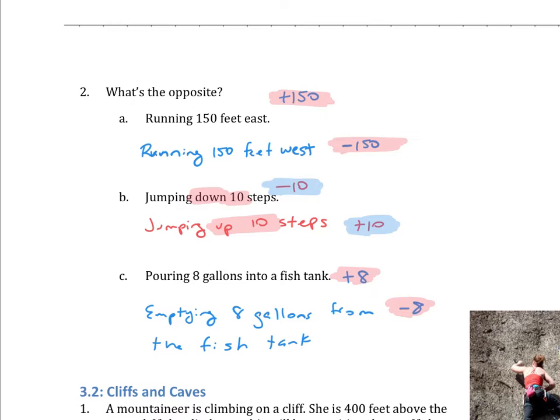So just a few reminders: there are many situations involving changes in quantities where we can represent the opposite actions with the opposite value. The opposite actions in these three were running to the west, jumping up, and emptying. And we can represent those with the opposite values, which were -150, positive 10, and -8. In this lesson, we're going to look further at other situations that involve opposite values.